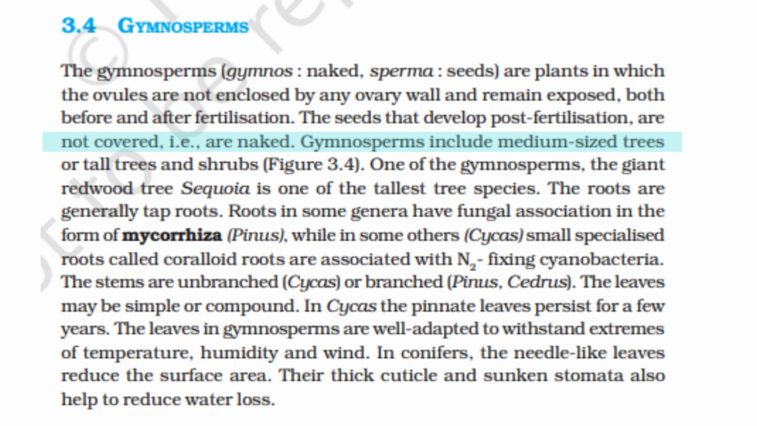Gymnosperms include medium-sized trees or tall trees and shrubs. Figure 3.4. One of the gymnosperms, the giant redwood tree, Sequoia, is one of the tallest tree species. The roots are generally taproots. Roots in some genera have fungal association in the form of mycorrhiza, Pinus, while in some others, Cycas, small specialized roots called coralloid roots are associated with nitrogen-fixing cyanobacteria. The stems are unbranched, Cycas, or branched, Pinus, Cedrus.